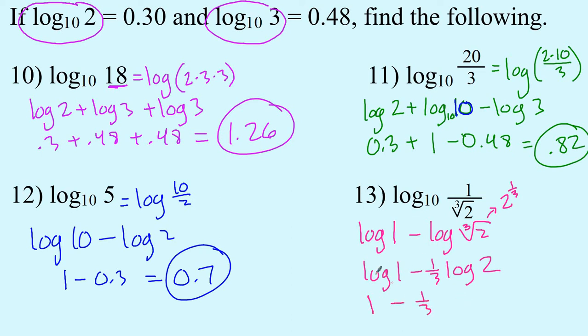Ooh, I'm sorry. Log 1 is not 1. Log 1 is 0. Log 10 is 1. Log of 1 is 0. And log 2 is 0.3. So your answer ends up being negative 0.1. Okay, and I know that these are tricky, so these are more like your bonus problems, but I think it really helps strengthen that knowledge of how logs work.